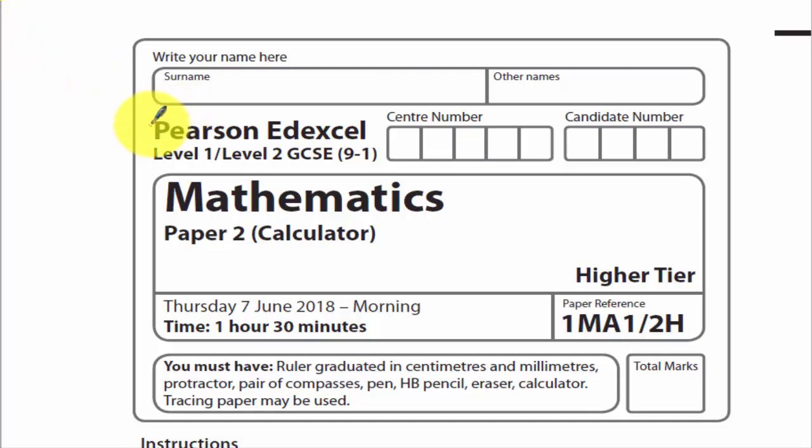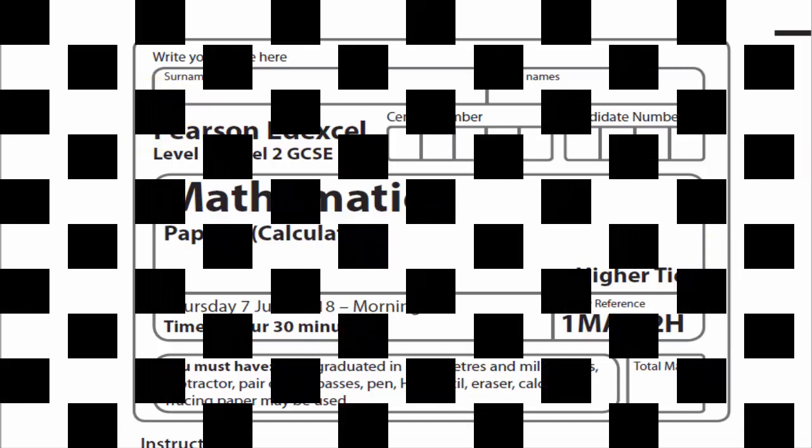Summer 2018, Paper 2, Calculator Allowed. Let's get going with question 1.